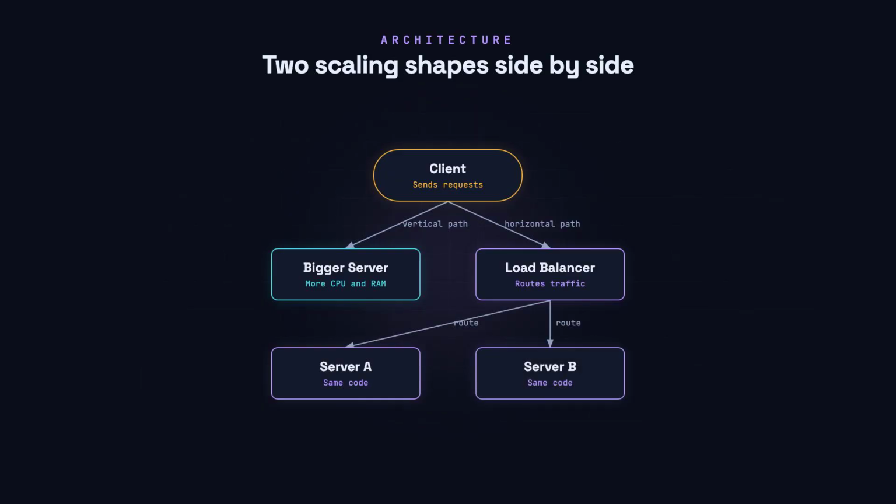Here is the structural difference made visible. On the vertical path, the client talks to one machine that has been upgraded to handle more load. There is only ever one box, and it just keeps growing. On the horizontal path, a load balancer sits in front of two or more identical servers and spreads incoming requests across them. Adding capacity means adding another box behind the load balancer, not replacing the existing one. The shape of the system changes fundamentally.